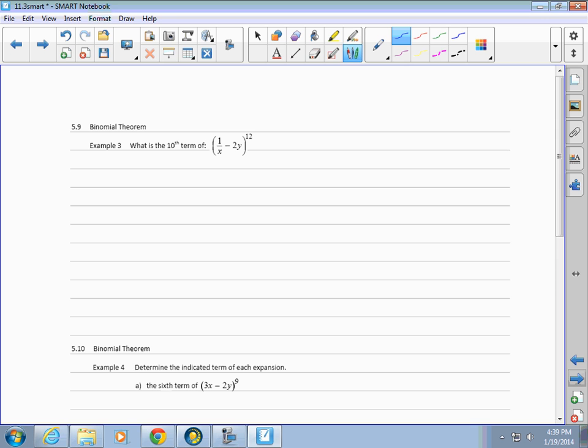Okay, example 3 here. And these ones I'm just going to pick and choose a few to do because there's a lot that repeat. What is the 10th term of (1/x minus 2y) to the 12? So my term formula is t(k+1) equals nCk a to the n minus k b to the k.